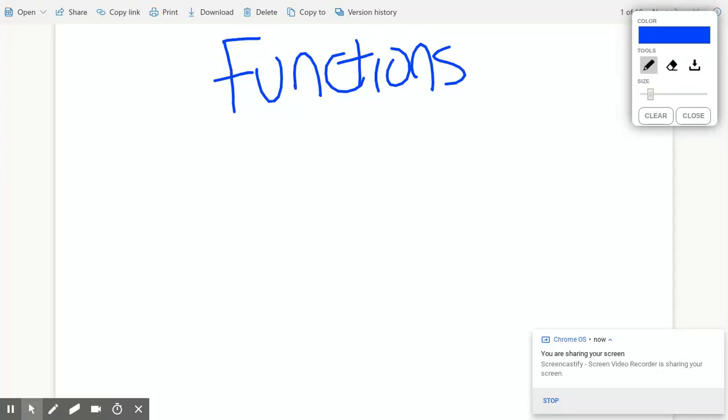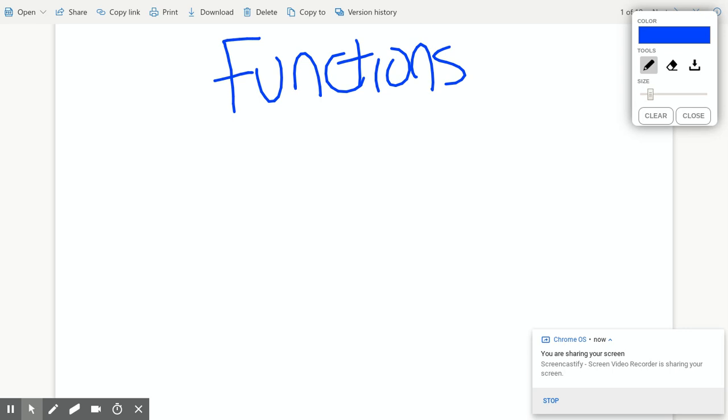Today's video, we're going to be talking about functions. Now, what exactly is a function? A function is a relationship comparing two different variables, usually x and y, where each x value only has one distinct output, which would be a y value.